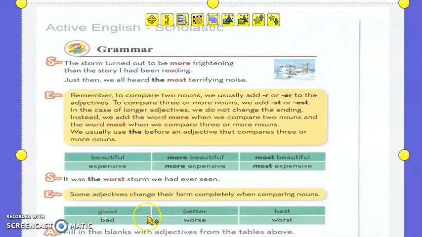Bad, worse, worse than. Worst, the worst. So good and bad, they are exceptions. We don't add ER or EST. We change the form of the adjective completely. Good, better, best, bad, worse, worst.